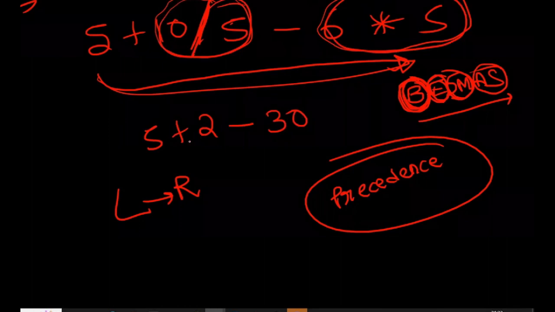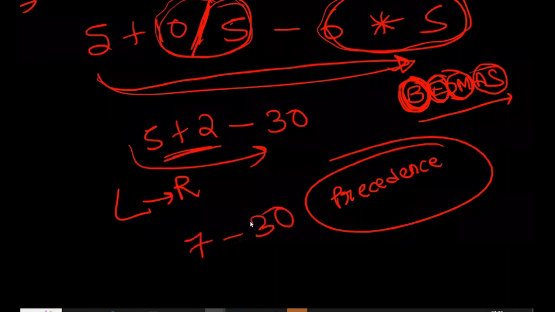And then again, you have plus and minus, both with the same precedence. So in which order do you execute? From left to right. First you will do the addition, 7, then you will do the subtraction. So what is precedence, guys? Whenever we talk of operators and expressions to evaluate, we have a term known as precedence. BEDMAS, right? Precedence gives me the priority: what operator do I evaluate first? That is what precedence is.